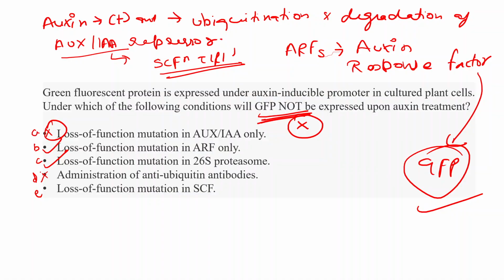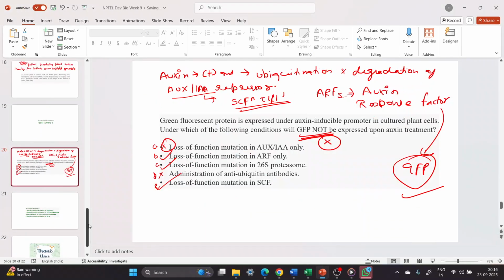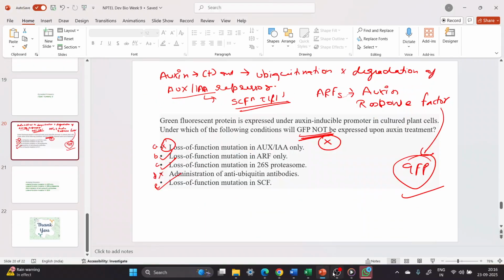Then loss of function mutation in SCF. The SCF complex is required to ubiquitinate AuxIAA. So without it, AuxIAA cannot be degraded, so repression will persist. So in this case also GFP will not be expressed. So this is also correct. Okay. So I hope this is clear to you.